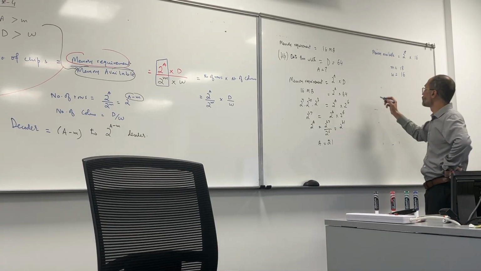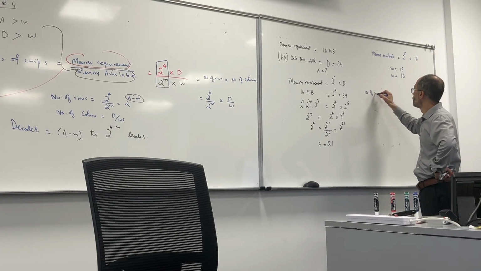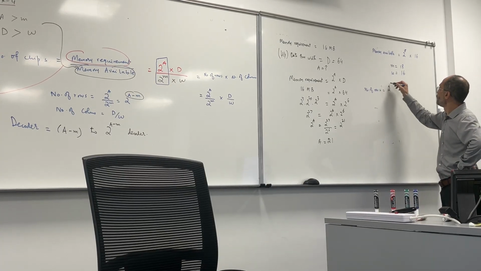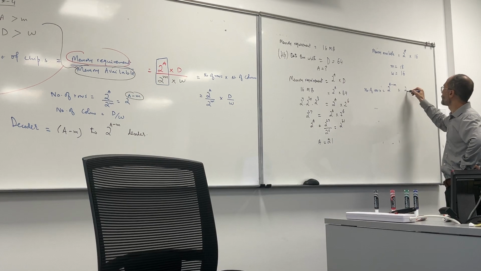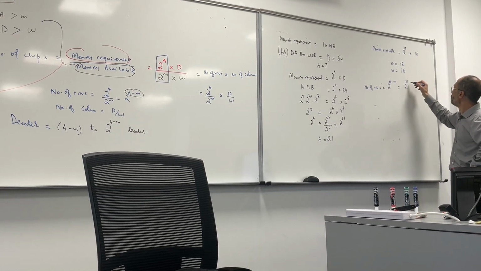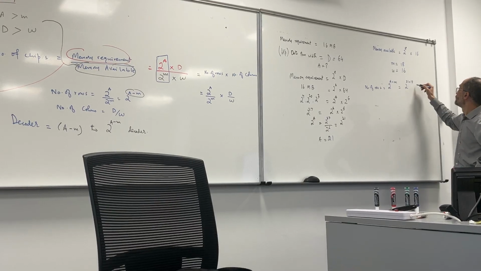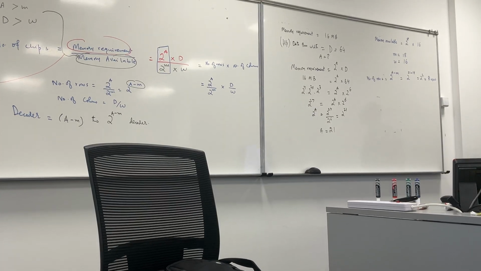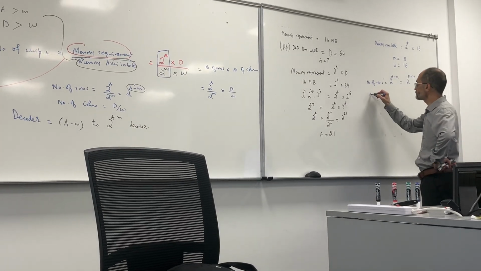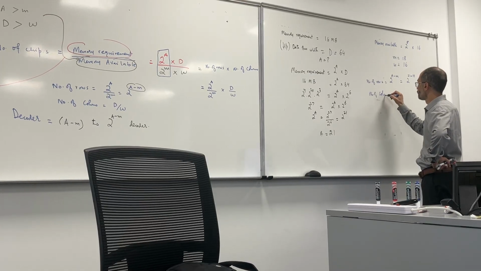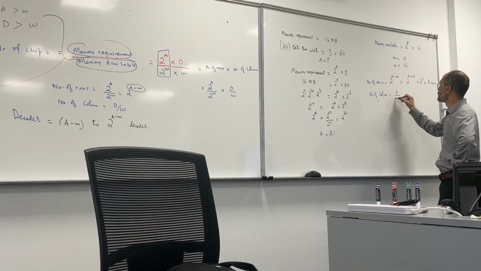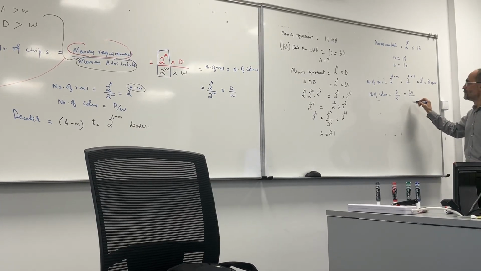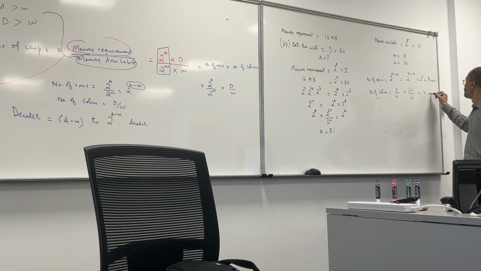So how many number of rows are here? Tell me. Number of rows is 2 is for A minus M. What is A? 21 minus M, which is 18, which is equal to 2 is for 3, which is 8 rows. How many columns? D divided by W. What is D here? 64 divided by 16, 4 columns.